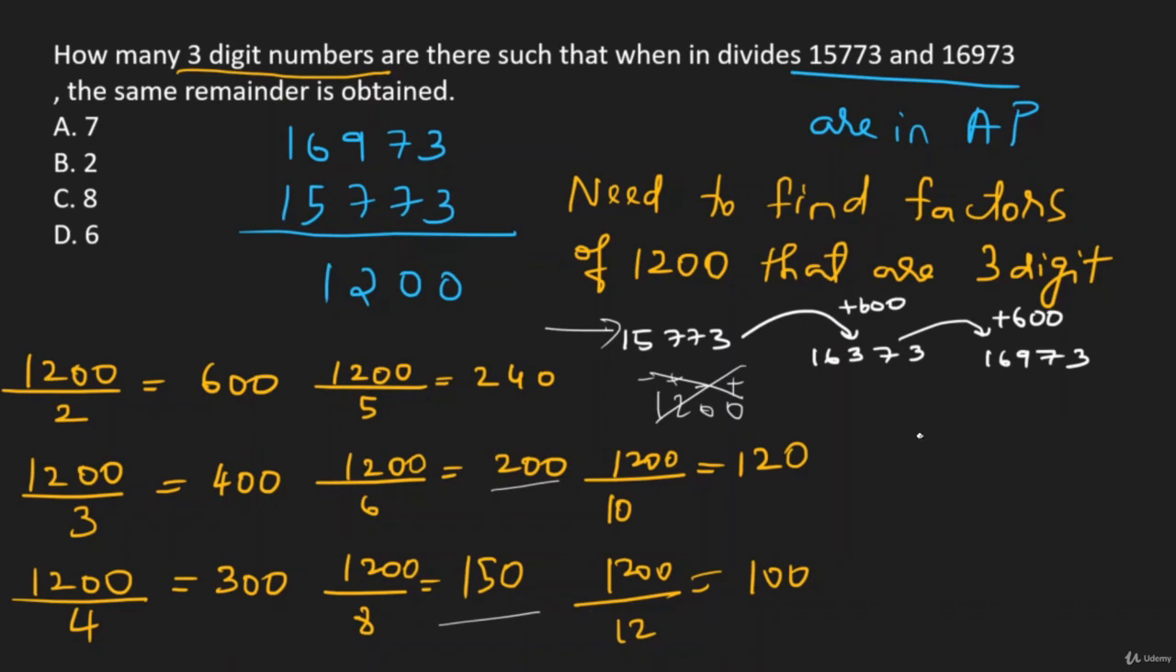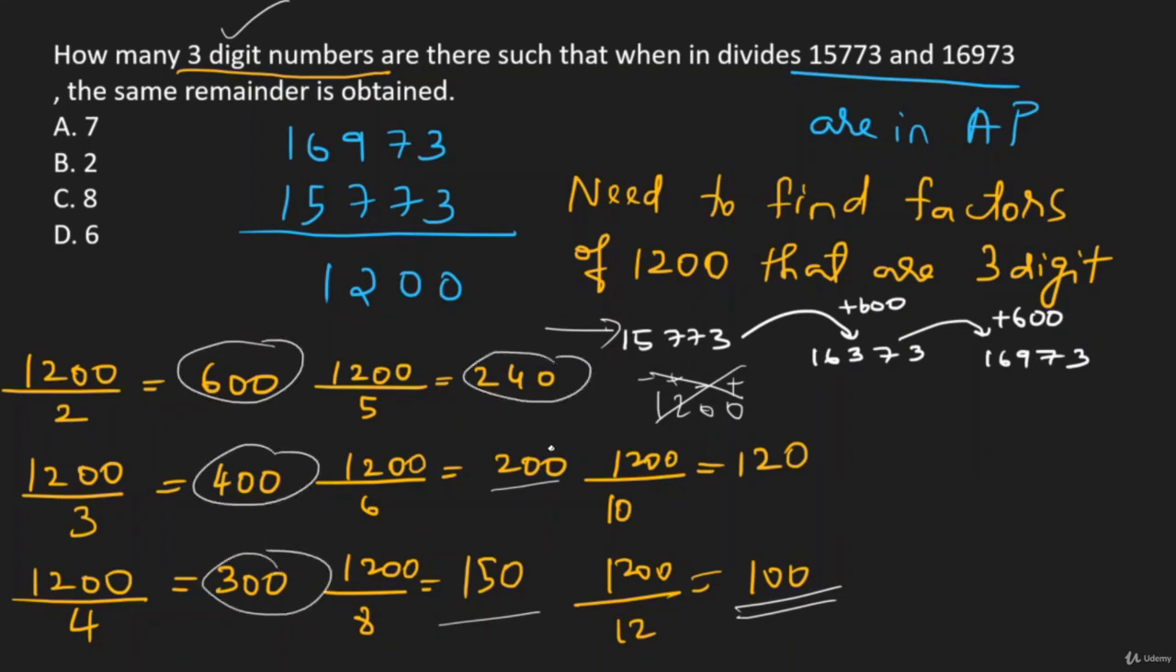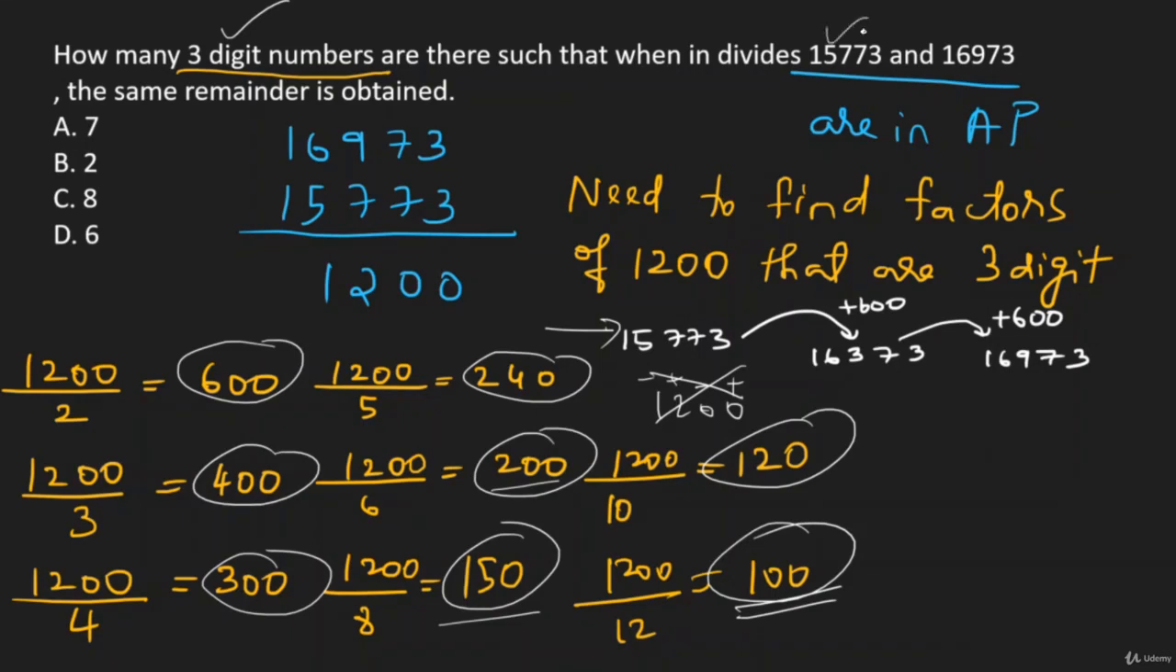It's the minimum, least 3-digit number, right? If I take anything further than that, it will be a 2-digit number, which is not what is asked in the question. So we can stop at this point, and we can see that there are 8 such numbers: 1, 2, 3, 4, 5, 6, 7, and 8. So there are 8 3-digit numbers that when it divides, this number and this number will leave the same remainder. Therefore, our answer is 8.